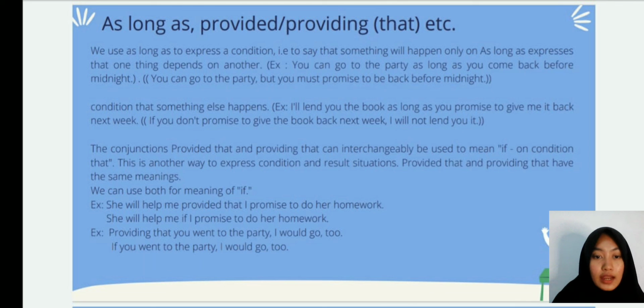The conjunctions providing that and provided that can interchangeably be used to mean if, on condition that. This is another way to express condition and result situations. Provided that and providing that have the same meaning. We can use both with the meaning of if. Example: she will help me provided that I promise to do her homework. It means she will help me if I promise to do her homework. Example 2: providing that you go to the party, I will go too. It means if you go to the party, I will go too.